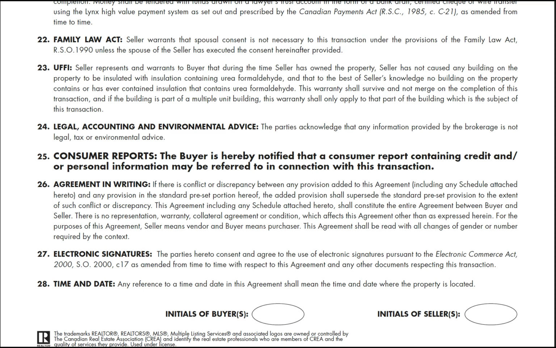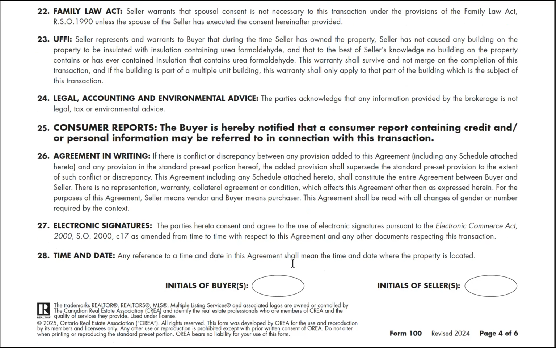So if there's a verbal agreement about, let's say, a hot tub that's not in the listing agreement, well, guess what? If it's not there on closing day, it's not legally binding because it wasn't put into the agreement. That's just one example of that. Let's go down to the next one, which is electronic signatures. Let's see if I have that here too.